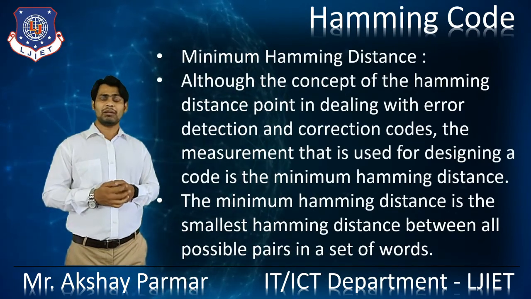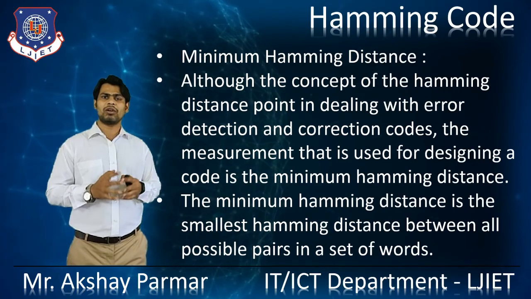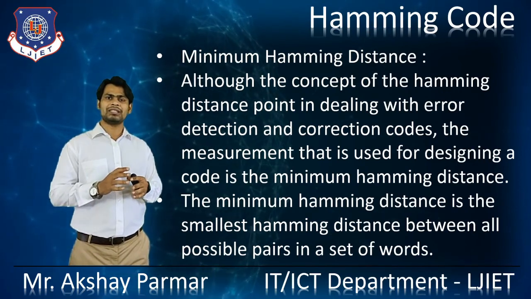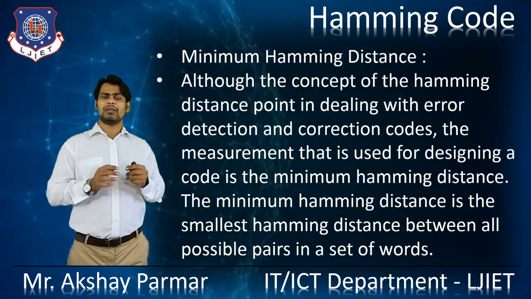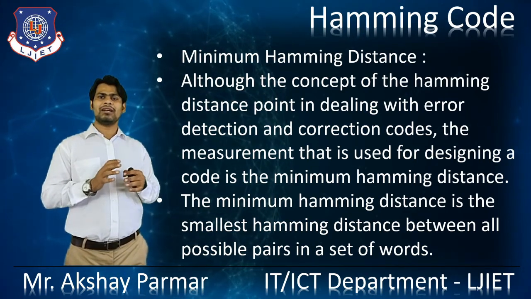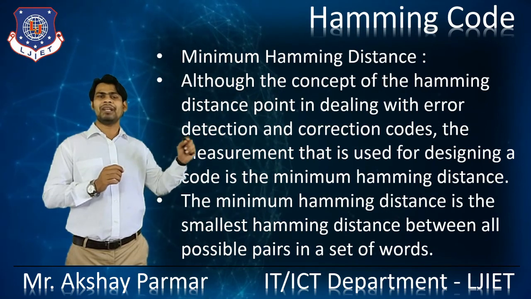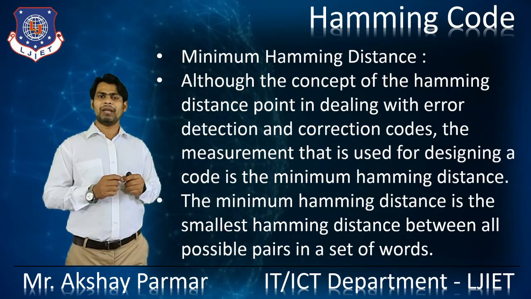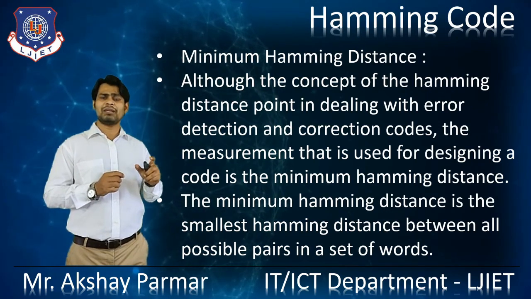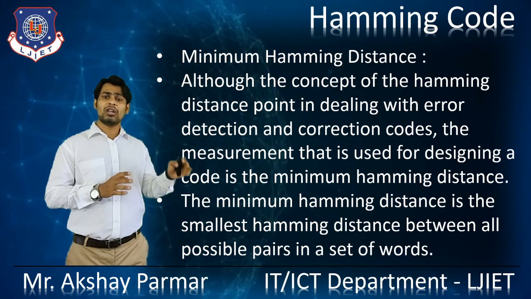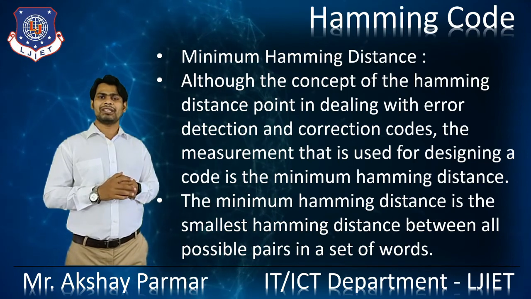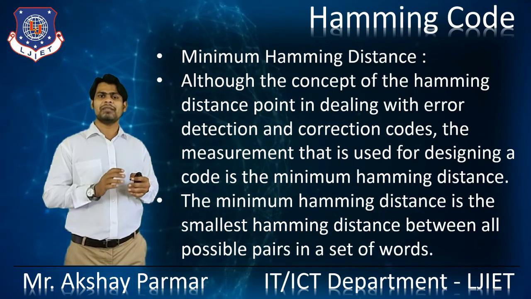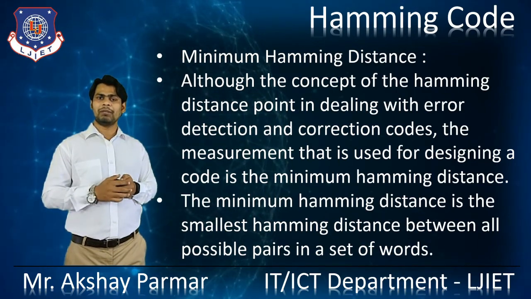What do you mean by the minimum Hamming distance? The concept of Hamming distance deals with error detection and correction codes. The measurement that is used for designing a code is the minimum Hamming distance. The minimum Hamming distance is the smallest Hamming distance between all the possible pairs in a set of words, right?